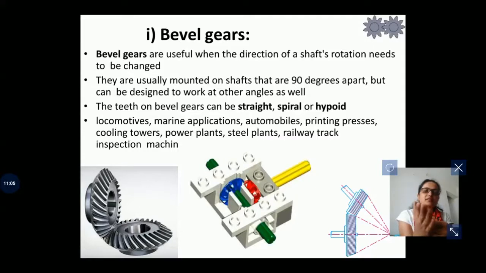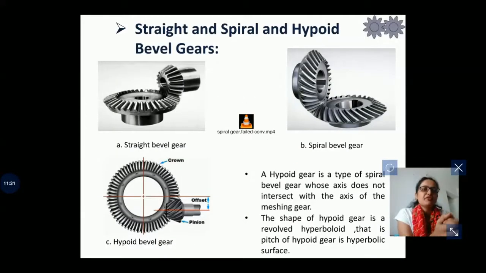Then the bevel gears are further divided into a few types: straight bevel gear, spiral bevel gear, hypoid bevel gear. Another two types are also there, that is zero bevel gear and mitre bevel gear. The types of bevel gear are also important as per our subject and examination concern. So let's see a brief review of the types of bevel gear. Now we have the straight bevel gear, spiral bevel gear and hypoid bevel gear. Here we have the figure of straight bevel gear.